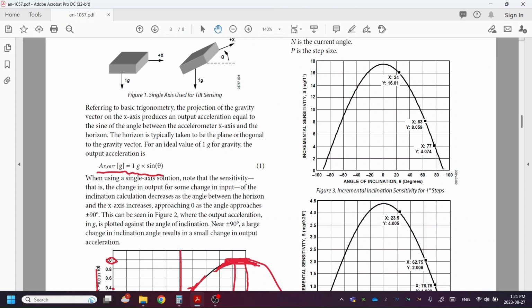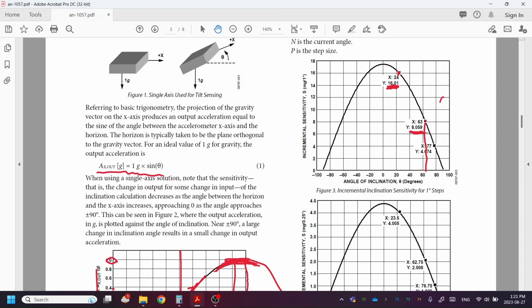And what does this plot mean here? If you sense an inclination angle of about 24 degrees, the incremental sensitivity of the output is about 16 milli-G per degree. Because of the small angle, you have a larger output, as we said before. However, at a 63 degree inclination angle, the incremental sensitivity drops to 8 milli-G per degree.